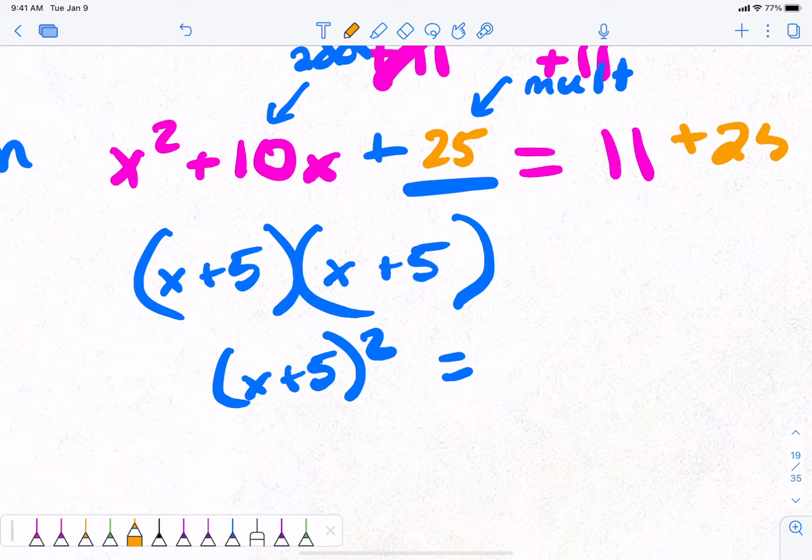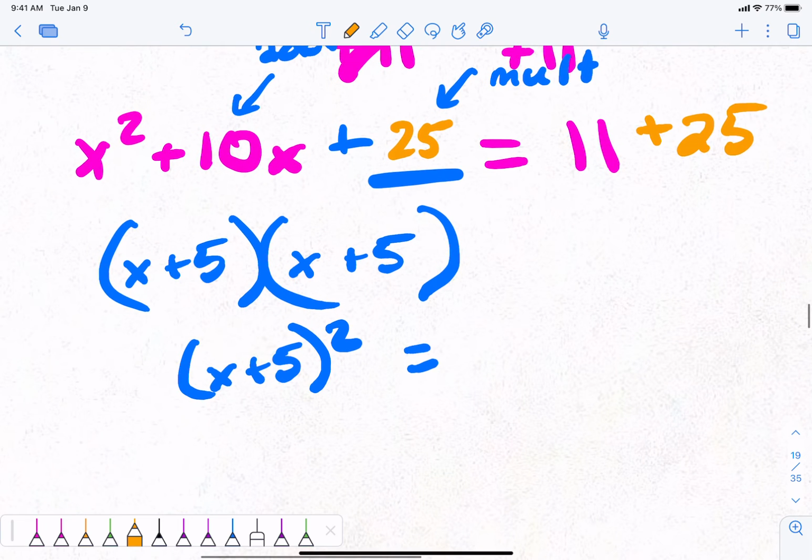So I have to add it over here. Look at that. It'll be positive 36. It'd be 36. It'll be positive 36. Equals positive 36, right? Good? Makes sense? Do we see how this works?